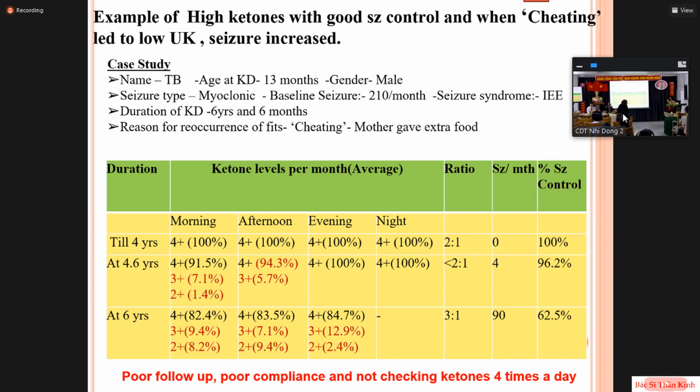After that, the mother was not checking the ketones 4 times a day. She became very lax and complacent. You can see that the ketones fluctuated further all the time, and she was not even checking at night. Because of this, we had to increase the keto ratio to 3:1. But in spite of that, the seizures further increased to 90 per month, and there was only 62.5% seizure control. Poor follow-up, poor compliance, and not checking the ketones 4 times a day was the reason for this situation.